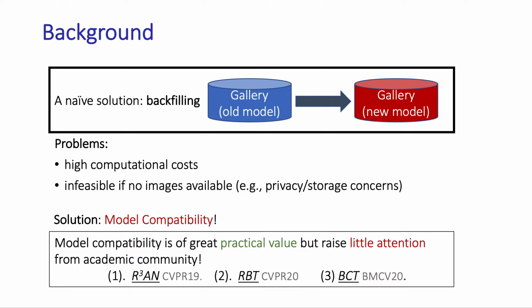A straightforward solution is backfilling, that is, using the new model to extract features of old gallery images, which is not a good solution, firstly because it suffers from high computational costs. Secondly, backfilling is infeasible if no gallery image is available, which is a common scenario these days, since collecting face images is prohibited in many countries for privacy issues.